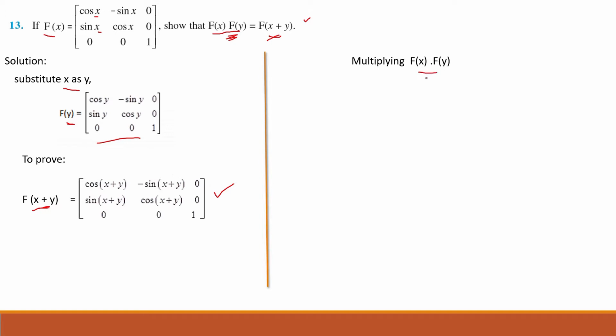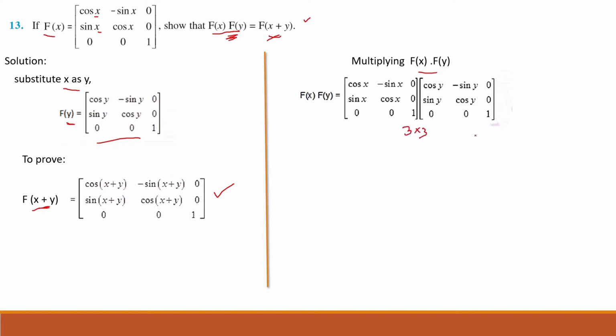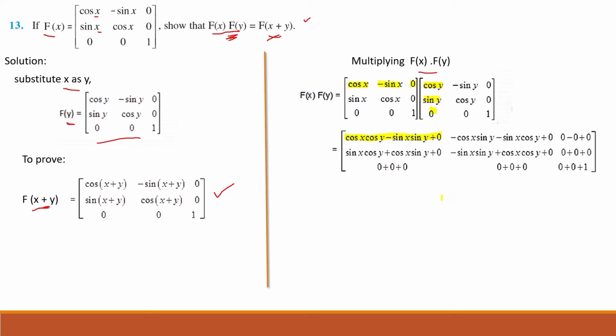So multiplying f of x into f of y, it is a 3 by 3 matrix. We can easily multiply this square matrix and the answer will be of order 3 by 3 only. So multiplying first row with first column, cos x into cos y minus sin x into sin y plus 0 into 0. So this is our first element, and for the second element, cos x into minus sin y minus sin x into cos y and 0 into 0. And for the last element, cos x into 0 is 0, minus sin x into 0 is again 0, and 0 into 1 is again 0.